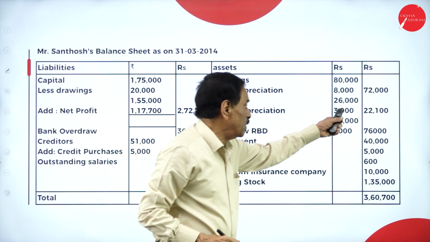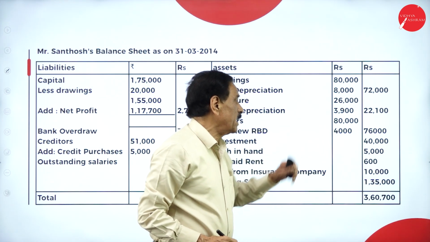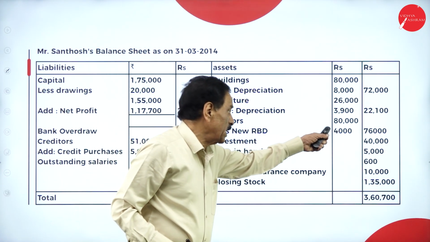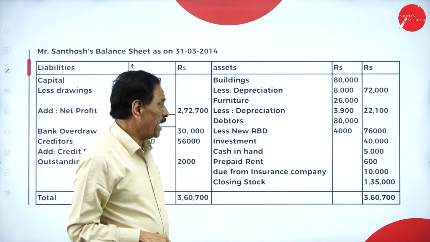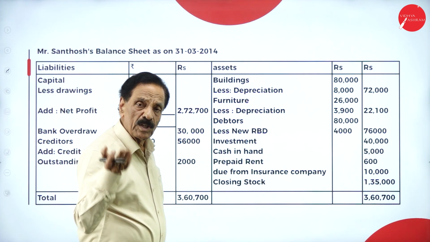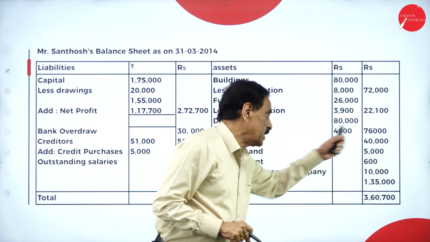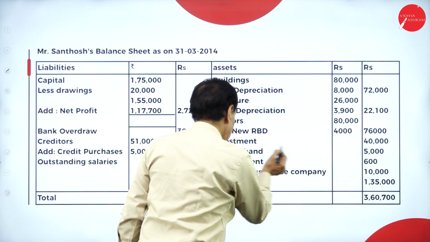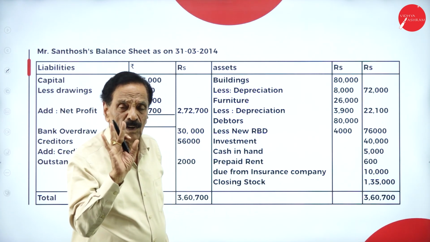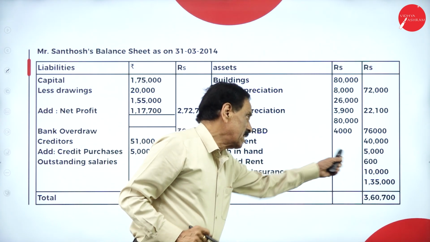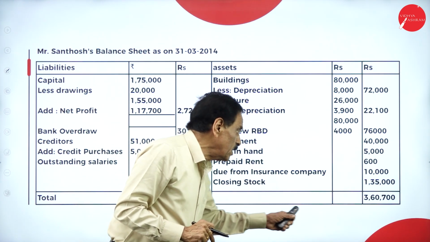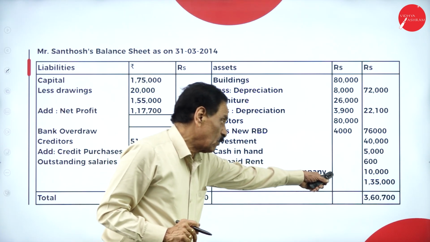Your furniture value is 26,000 minus depreciation 3,900. It becomes 22,100. Your debtor is 80,000. Your new RBD 5% on this is 4,000. Debt to be received is 76,000 from our customer. Investment is an asset. Cash in hand is an asset. Prepaid rent. We have paid for 13 months. Actually, you are doing only for 12 months. 1 month is prepaid. That is 600. Due from insurer out of 13,000. How much you received? Only 10,000. We are going to receive the rest.